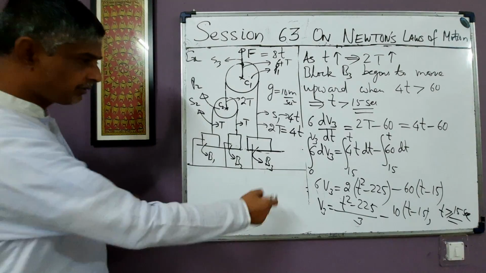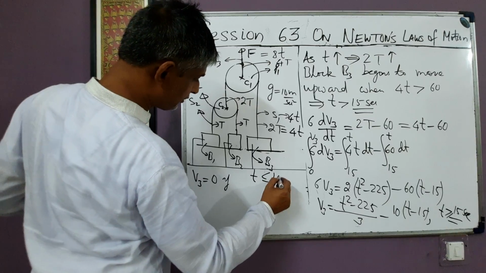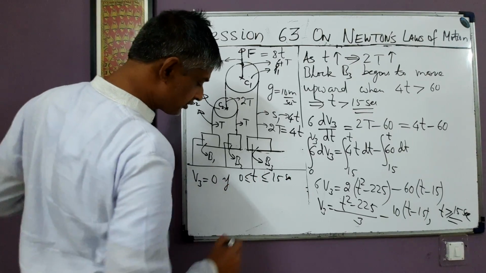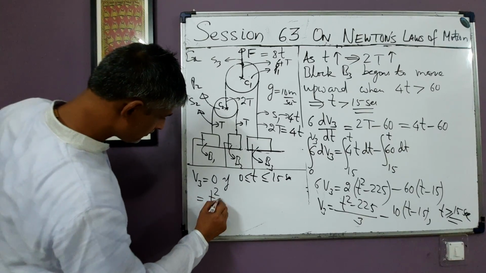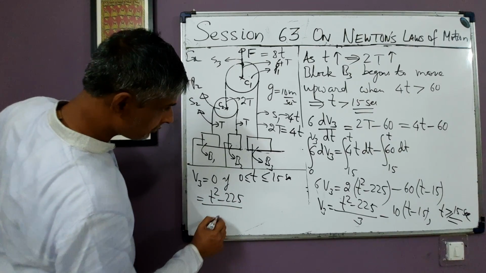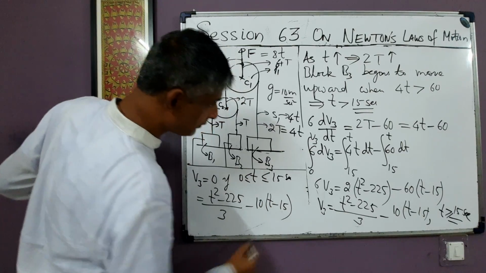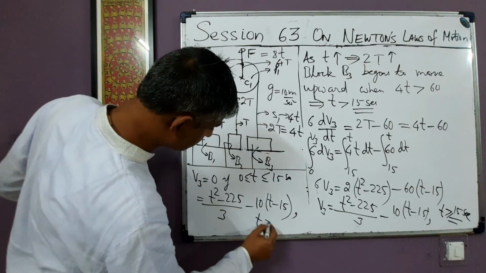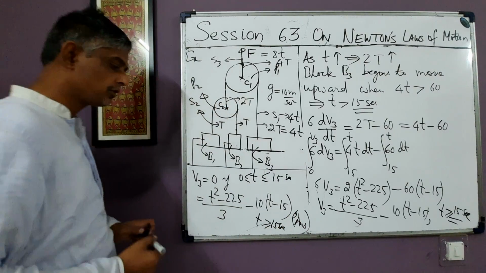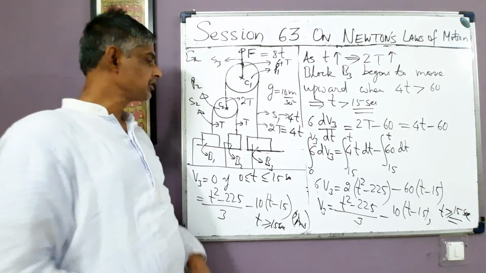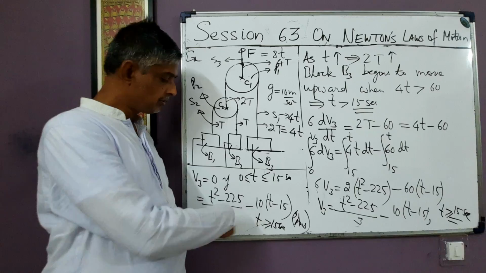So what will be the complete answer for V3? V3 is equal to 0 if t is less than 15 seconds and more than 0. And V3 is equal to t square minus 225 by 3 minus 10 into t minus 15. This is valid if t exceeds 15 seconds. In this way, this problem has also been fully solved. So we have found the velocities of all the 3 blocks as a function of time, for all values of t.